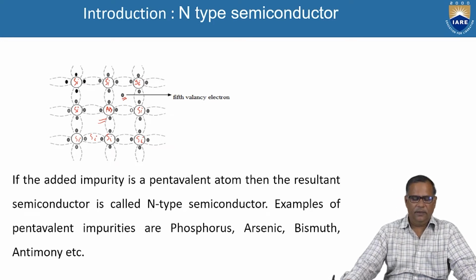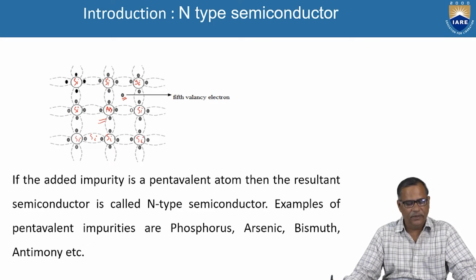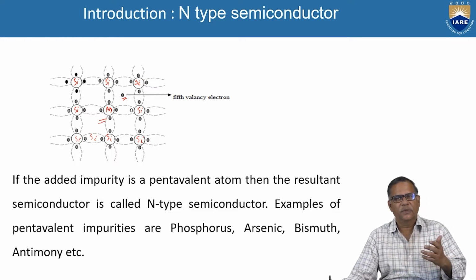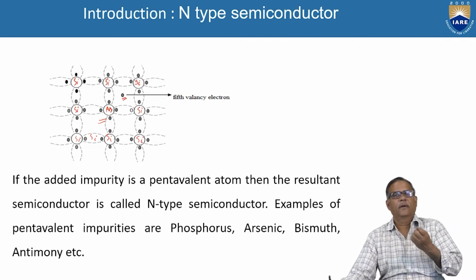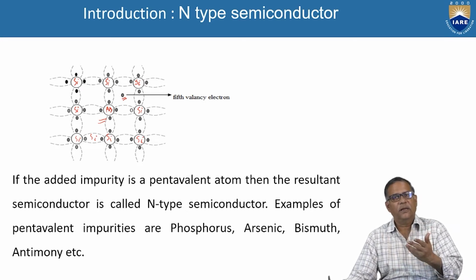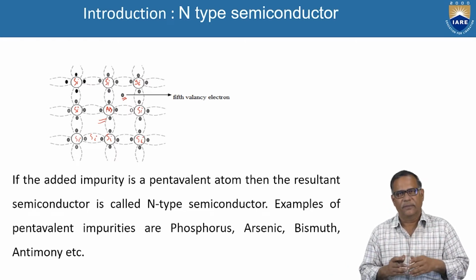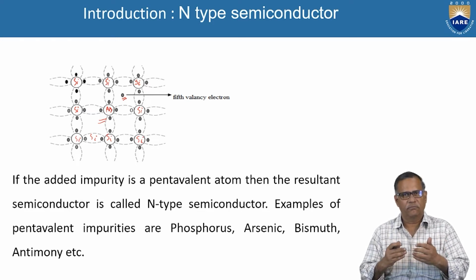So if the added impurity is a pentavalent atom, then the resultant semiconductor is called N-type semiconductor. The examples of pentavalent impurities are phosphorus, arsenic, bismuth, and antimony. These are the materials which are pentavalent, that means they have 5 electrons in the outermost orbit. When they are added in small quantities to the intrinsic semiconductor material like silicon or germanium, that silicon or germanium will become N-type semiconductor material.